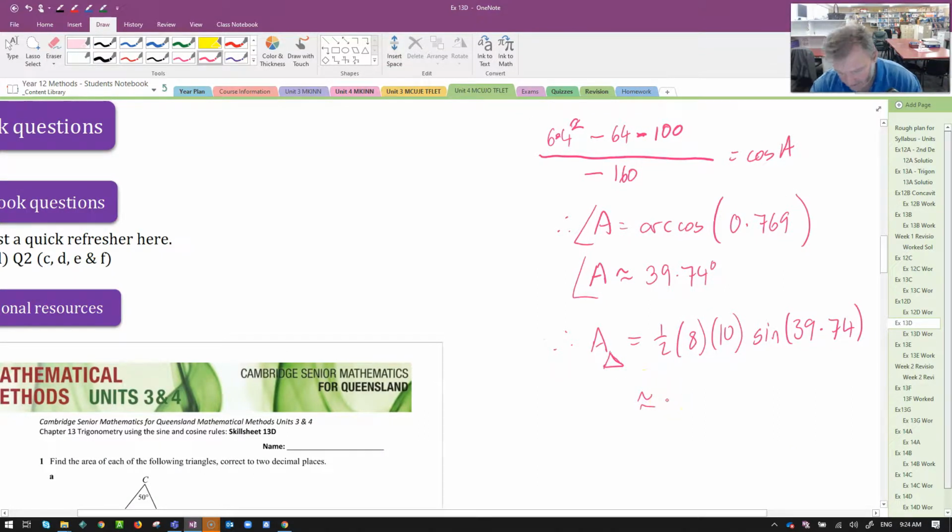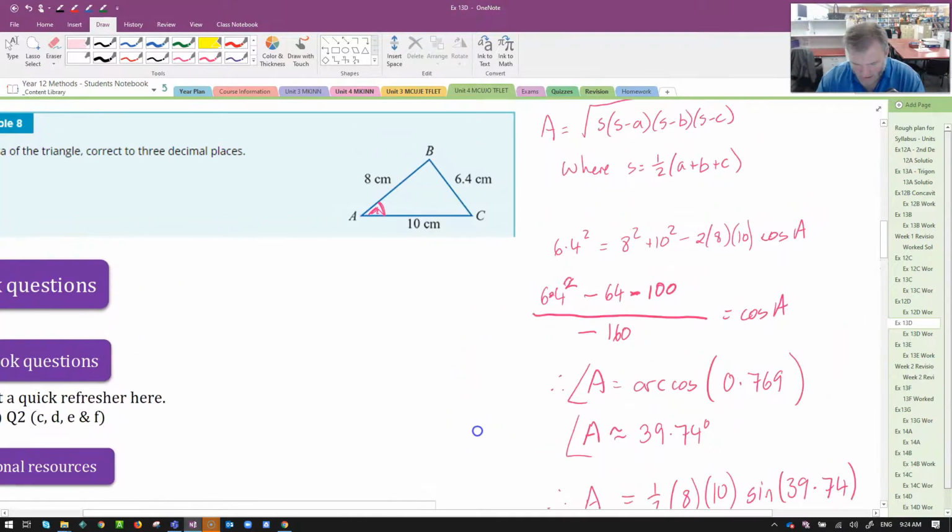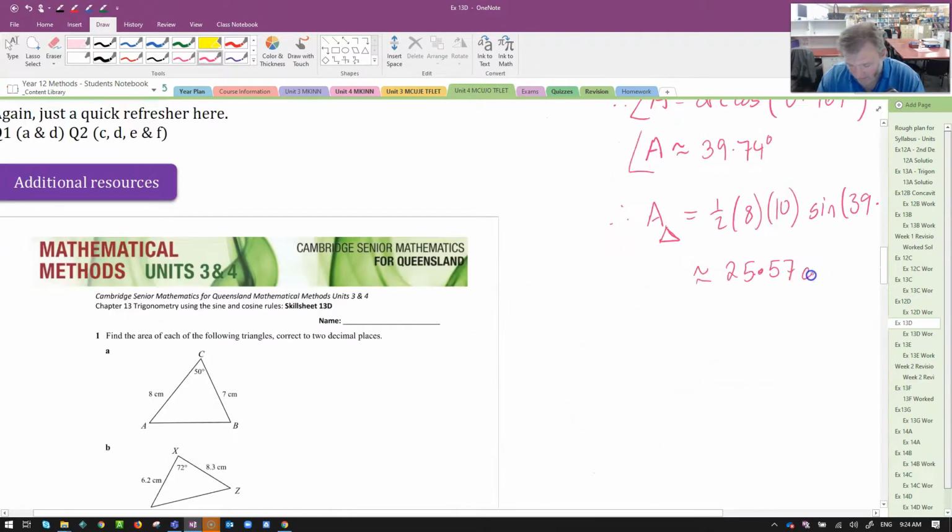Now I haven't got rid of that angle on my calculator. You can see I didn't bother just abbreviating it. Even though I write it to two decimal places there, 4 significant figures, I'm going to continue and just use the whole value if I can. So I want to go half of 8 is 4 by 10 is 40. So I'm going to go 40 multiplied by the sine of my previous answer. And I am getting 25.57. Do we have some units? Square centimeters.